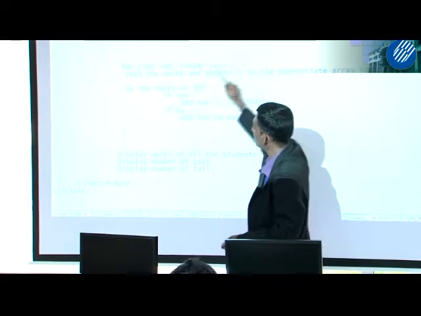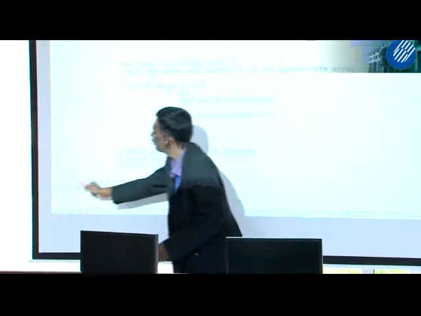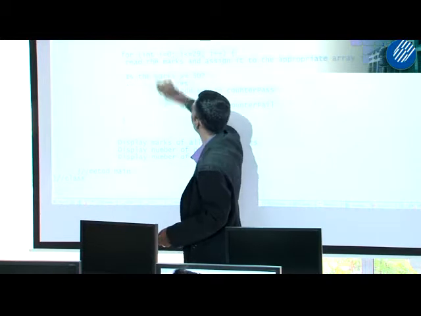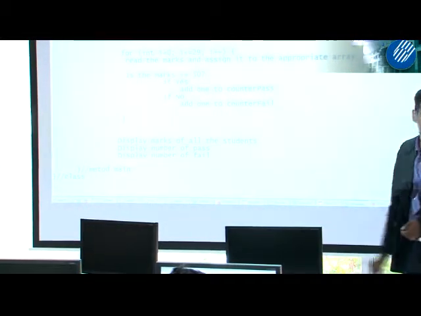Open here, then I close here. These two are for the main and the class. This one is for the for loop here. Now read the marks and assign them to the appropriate array index.